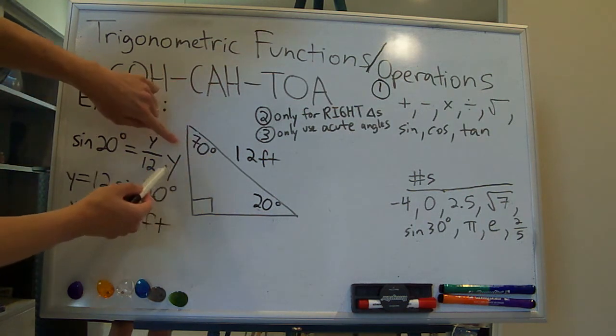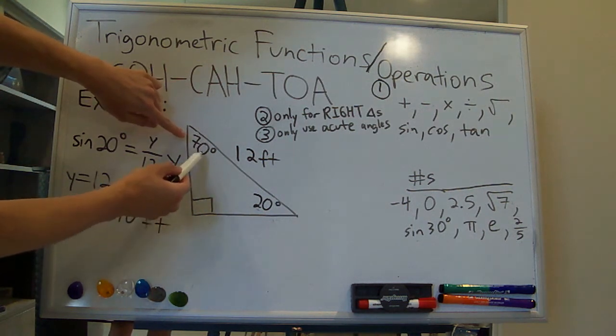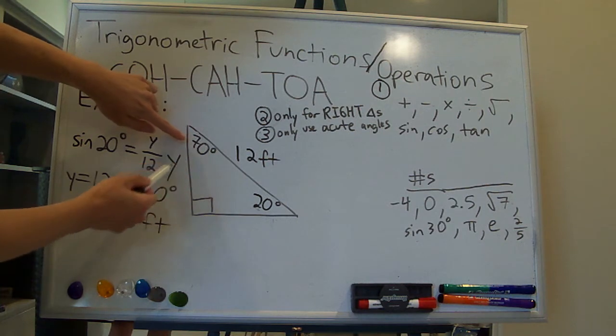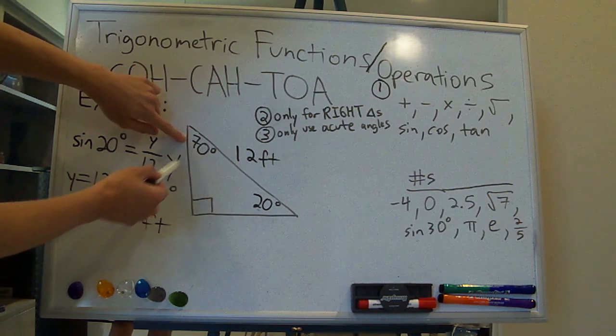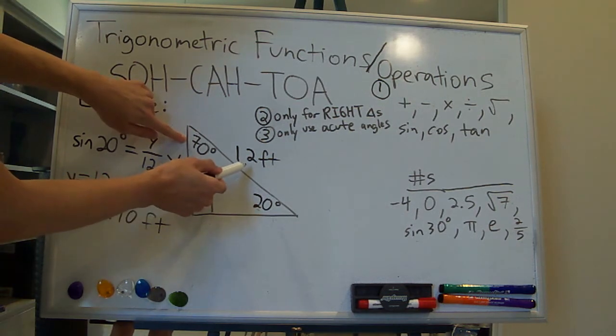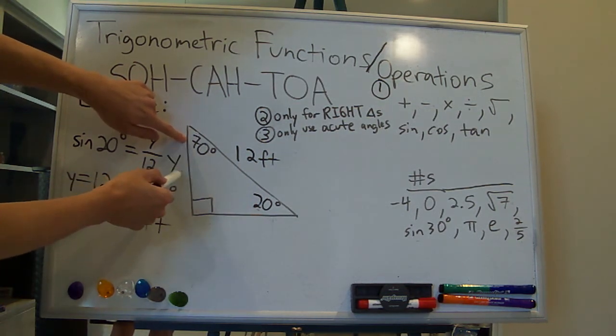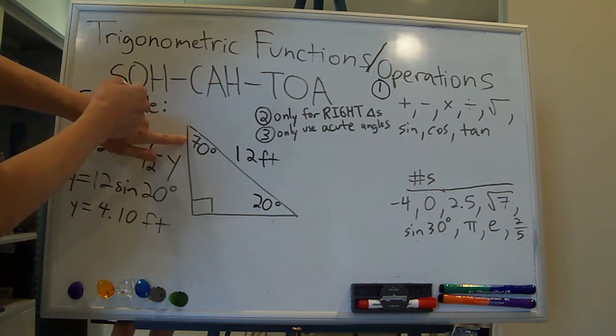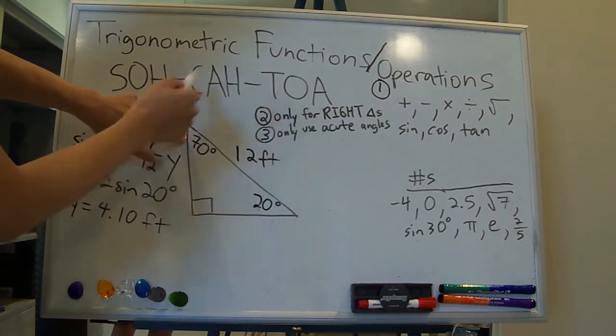So now, this side is what? Is it the opposite or adjacent side or hypotenuse, right? Well, this is the adjacent side, because obviously it's not the opposite side. And this is not the hypotenuse, because this is the hypotenuse, right? So we're going to use the adjacent side and the hypotenuse. So is that going to be sine, cosine, or tangent? So it's got to be cosine, right?